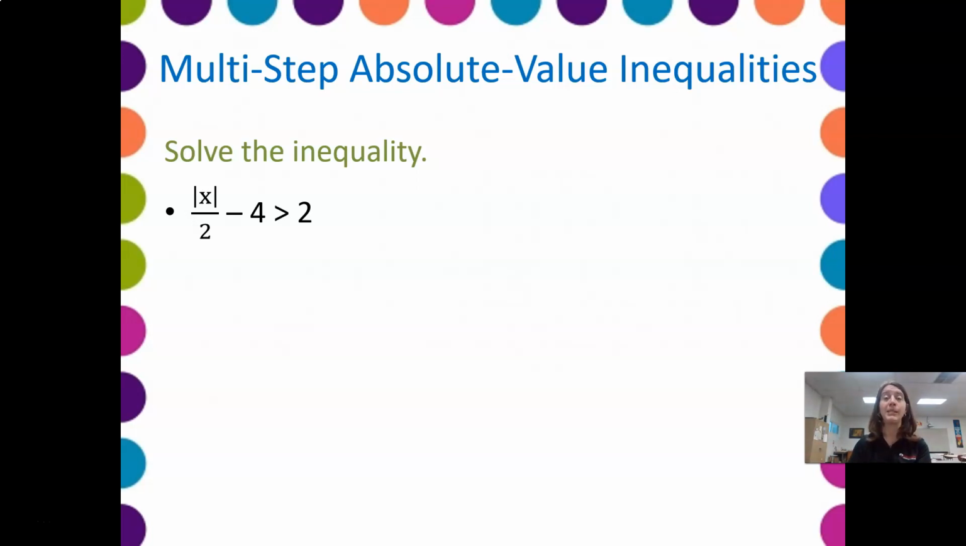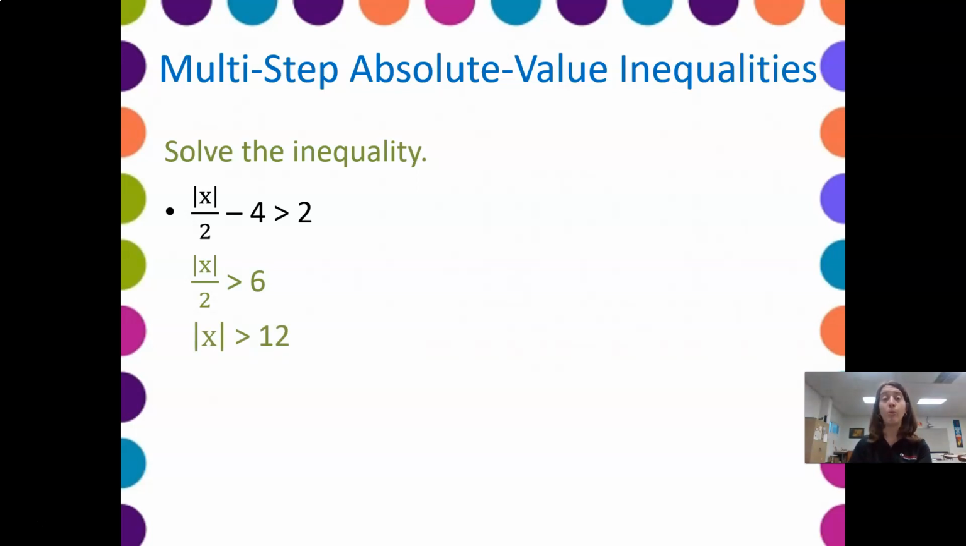However, the first step to get the absolute value all by itself would be to get rid of the -4. To get rid of the -4, we're going to add 4. So 2 plus 4 gave me 6. So I have the absolute value of x over 2 is greater than 6. Well, how do I get rid of that over 2? That means dividing by 2. The opposite of dividing by 2 is multiplying by 2. So 6 times 2 gave me 12, and the absolute value of x is greater than 12.